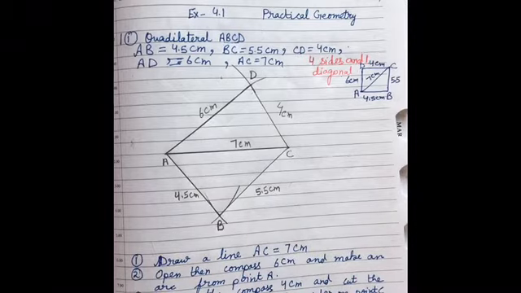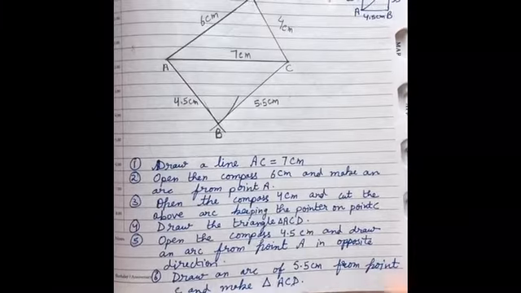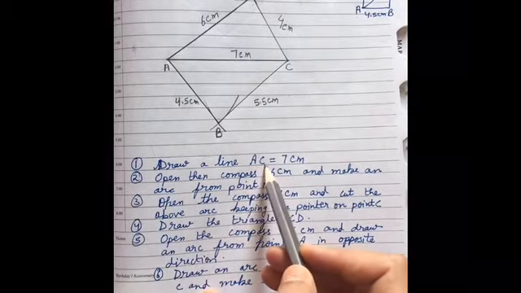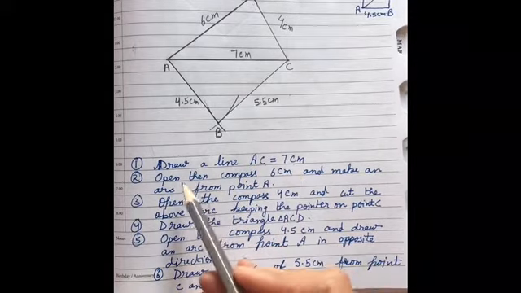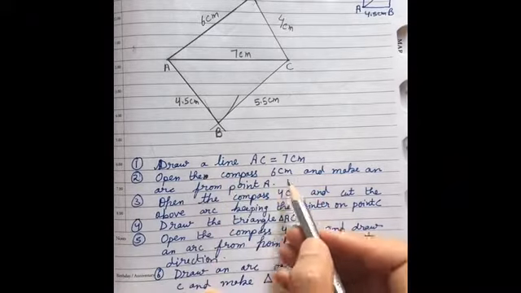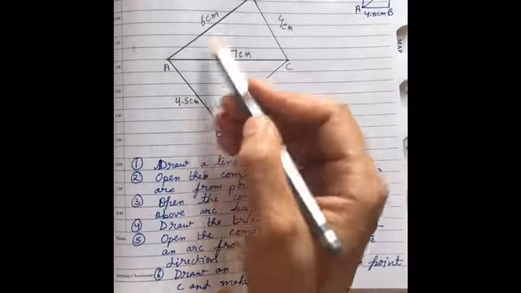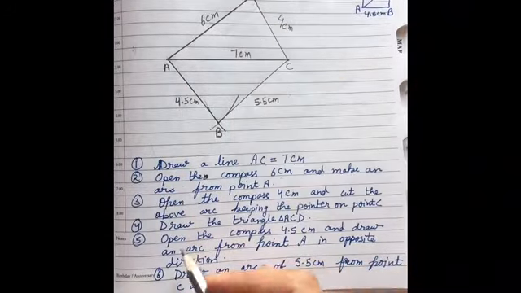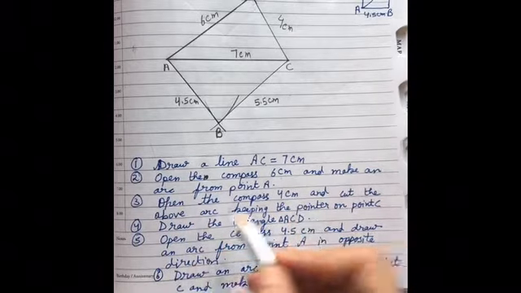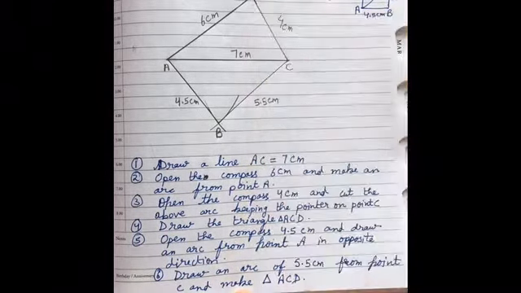Now we'll see the steps of construction for this. The same thing we are going to write here, whatever we have done. First we have drawn a line AC of 7 centimeter. Open the compass 6 centimeter and make an arc from point A. Then open the compass 4 centimeter and cut the above arc keeping the pointer on point C. From C you are going to make another arc.